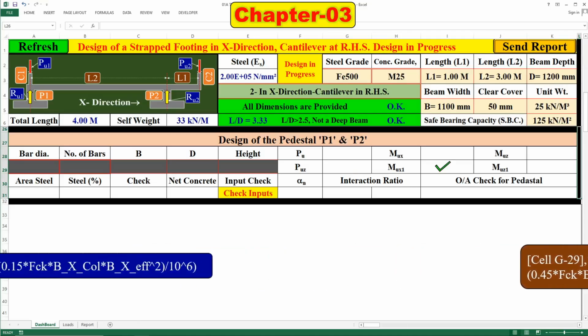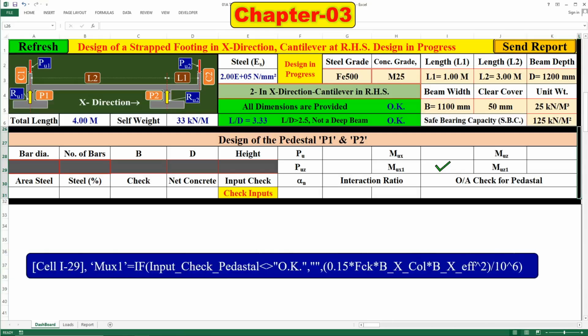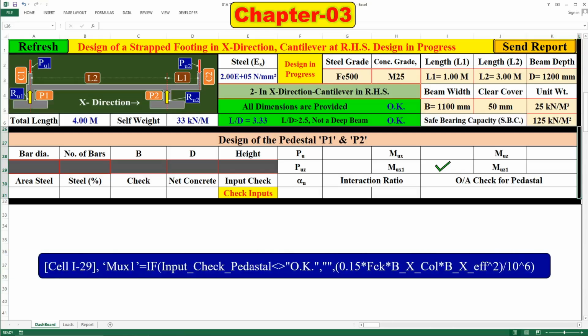Next formula on the screen is the formula for M_U_X_1 in cell I29. The defined name of the cell is MUX1. M_U_X_1 is the design moment along the x-axis that a pedestal can withstand safely. Once again, after verifying input_check_pedestal, it calculates the value of MUX1 as per IS 456.